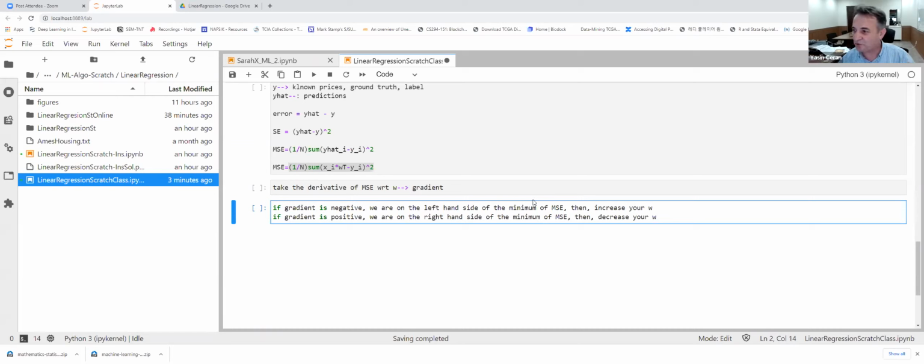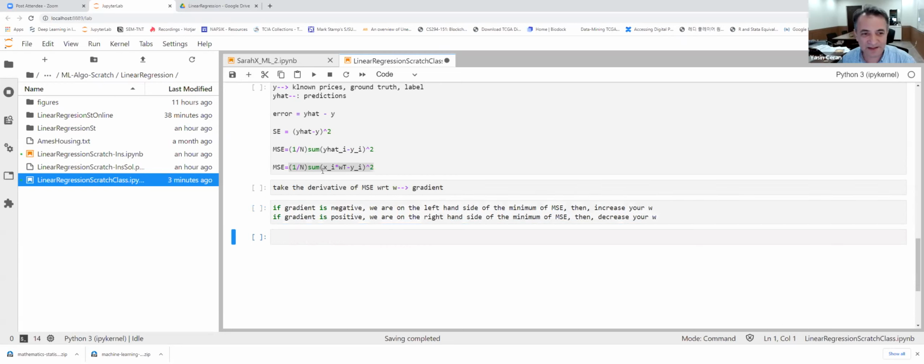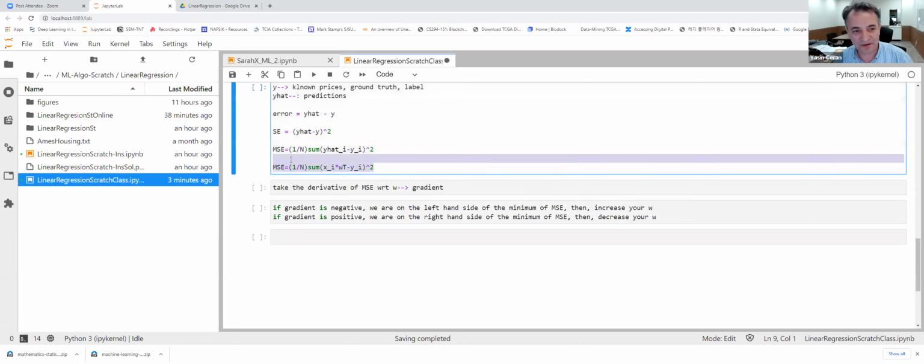I'm taking the negative sign of my gradient. Okay, so again, this is going to help us to understand when we are typing the code. All right. Now let's take the derivative of this term here with respect to W.